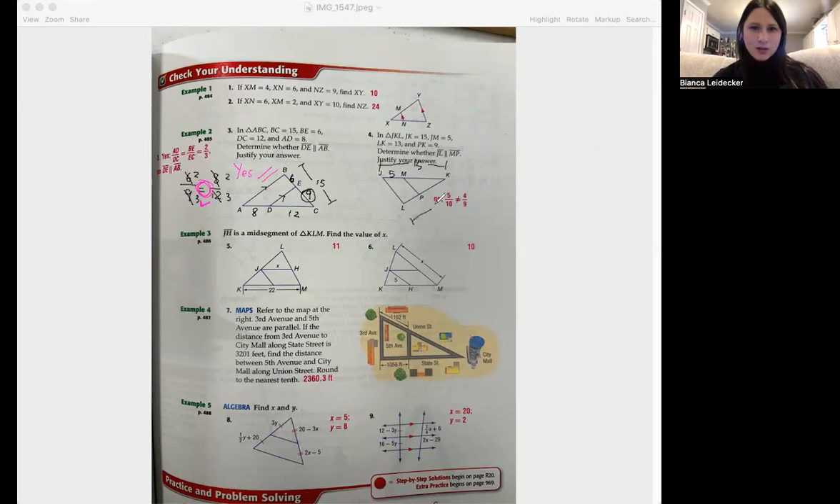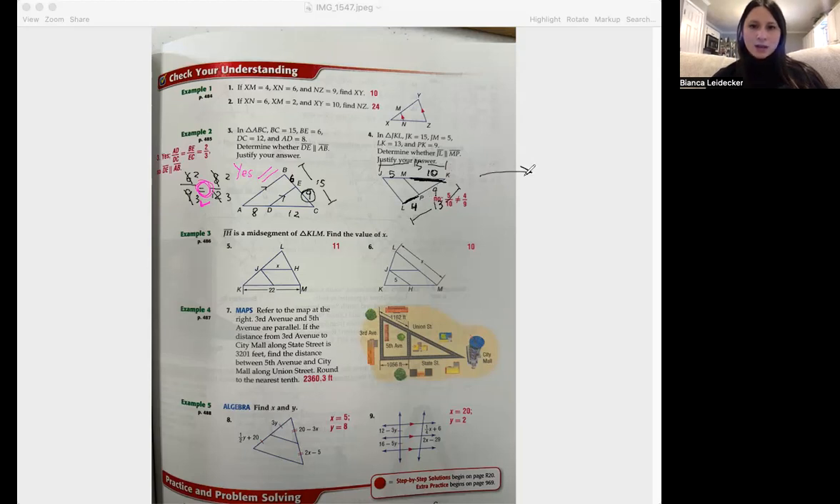LK, this entire thing is 13. And PK is 9, which means I have to subtract to find this missing part here, and I have to find this missing part here. So 15 minus 5 is 10. MK is 10. 13 minus 9 is 4. So LP right here is 4.